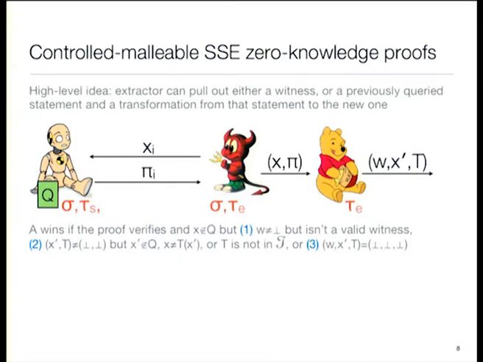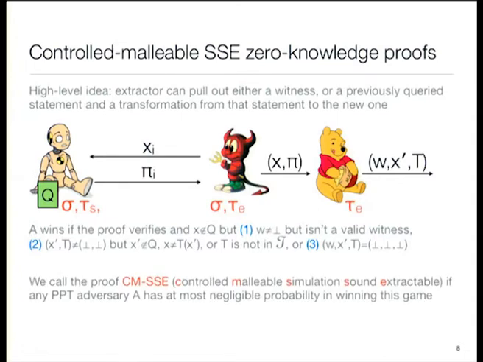And this second case is where we really incorporate malleability. Here we say that the extractor pulled out a previously queried statement and an allowable transformation, but actually either the statement wasn't previously queried, it's not in Q, or the transformation is not actually allowable, or the new statement wasn't actually derived from the old statement using that transformation, right? So x is not t of x prime. And then what we say is that the proof is CMSSE, short for Controlled Malleable Simulation Sound Extractable, if any adversary A has at most negligible probability of winning this game.